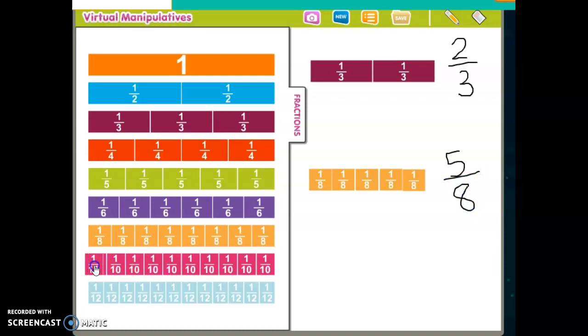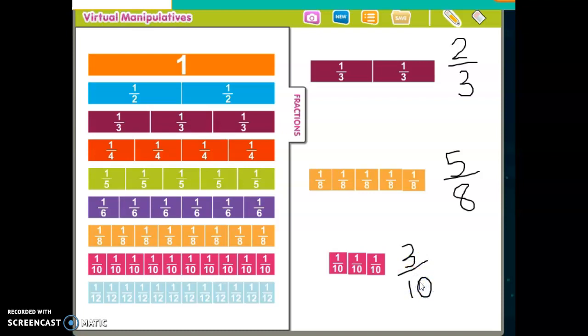If I was going to count tenths, I would have 1/10, 2/10, 3/10. 3/10 of the whole.